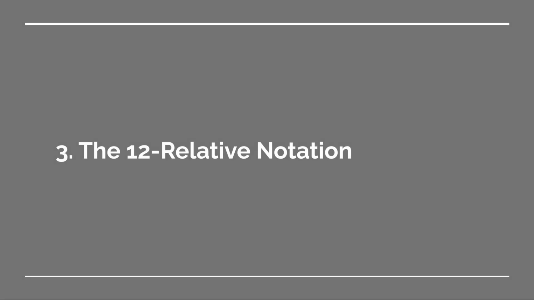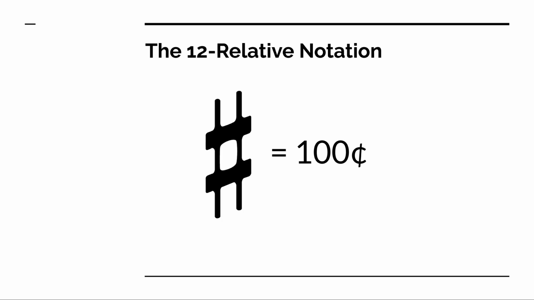Alright, now that you understand the concept of capture zones, we're ready to introduce a new Sagittal notation which uses them in a different way, the 12 relative notation. This notation is called 12 relative because it is relative to a chain of 12 EDO fifths, rather than pure Pythagorean 2 to 3 fifths like the JI notation is.